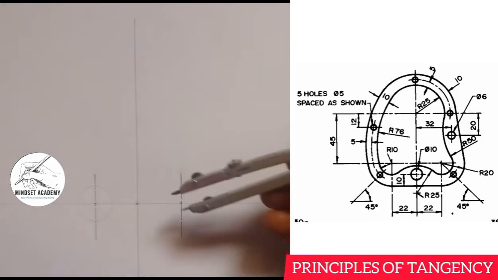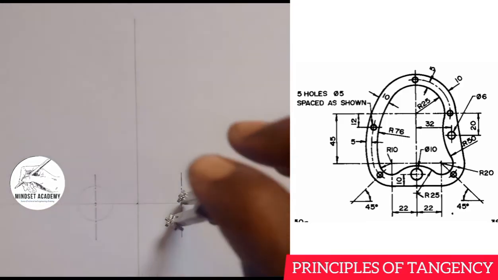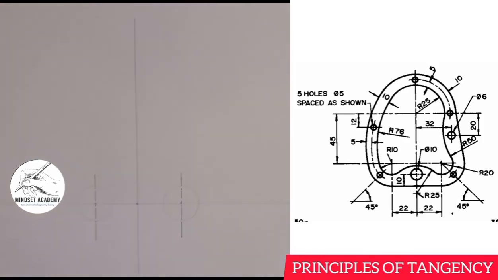I will come here also and do the same thing with the same radius of 10. I'll draw this faint line too.